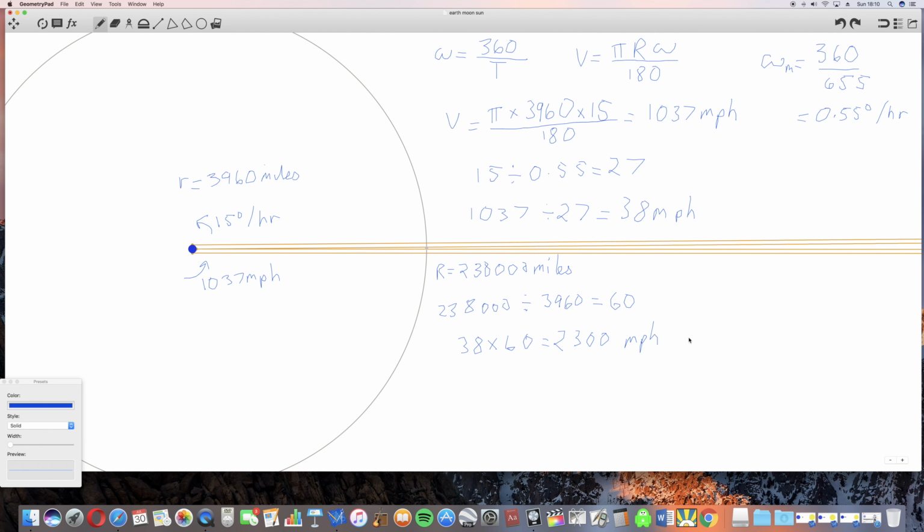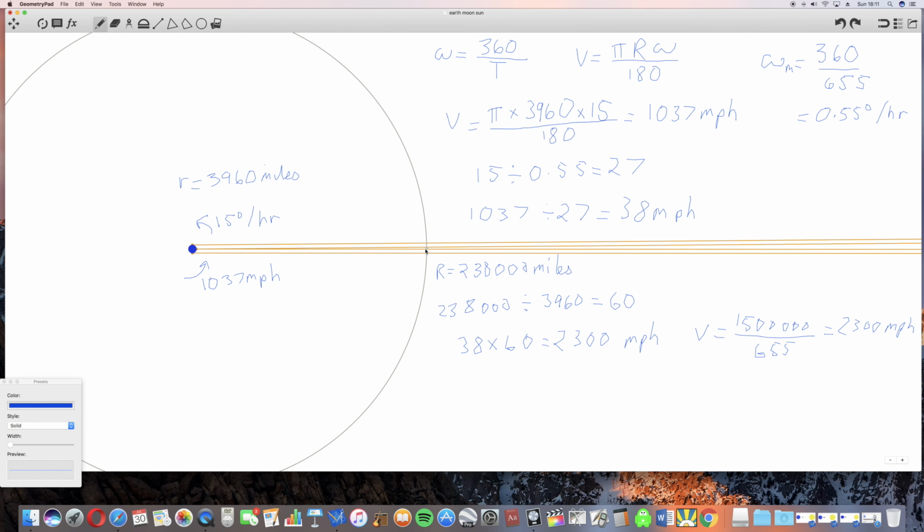Right? Now you can confirm that in other ways. The circumference of this whole circle is about 1.5 million miles. So it's the radius times 2 pi, and that'll give you 1,500,000 miles. And you divide that by 655 hours, the amount of time it takes to get right round. And again, you'll get 2,300 miles per hour. So whatever way you cut it, the moon is moving at 2,300 miles per hour, okay?